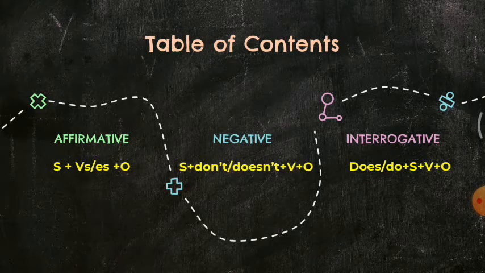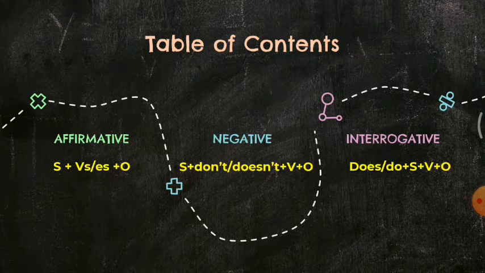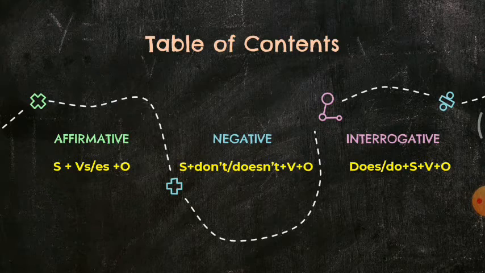Before we continue, I'll tell you about the table of contents. The present tense has three forms: affirmative, negative, and interrogative. The first is affirmative. The form is subject plus verb s or es plus object.